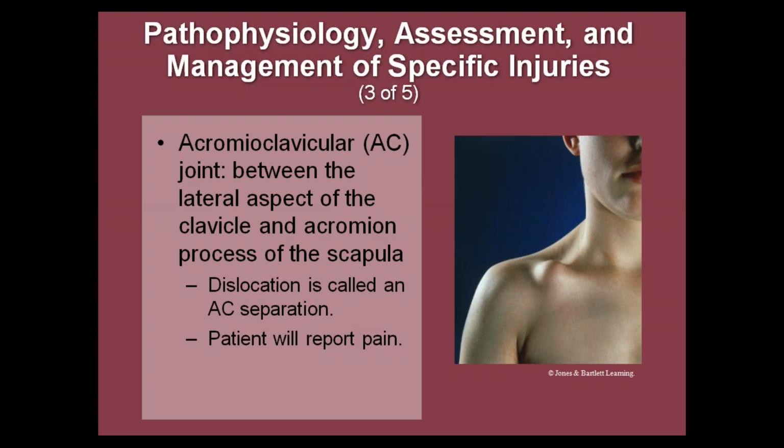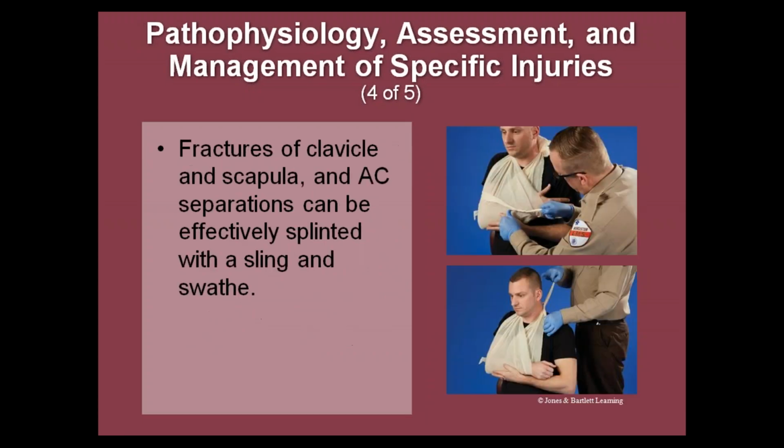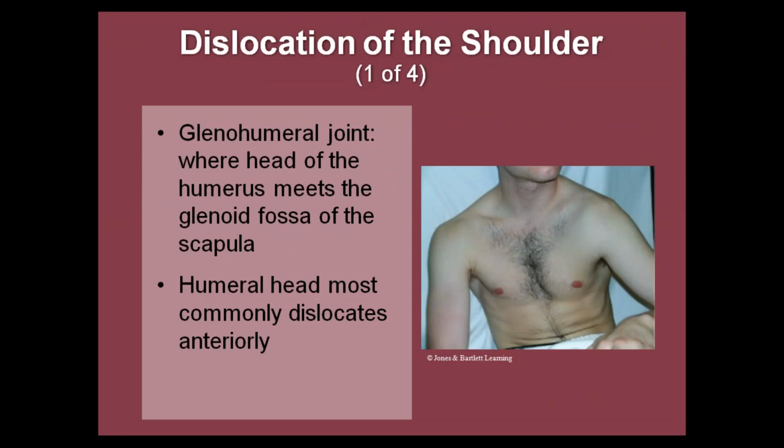Management is pretty basic. You might splint the arm to the body just to prevent movement, because this is going to have extreme pain up into that shoulder region, and any movement of that shoulder is going to increase pain. Fractures of the clavicle and scapula and AC separations can be effectively splinted, as it shows here, with sling and swath.